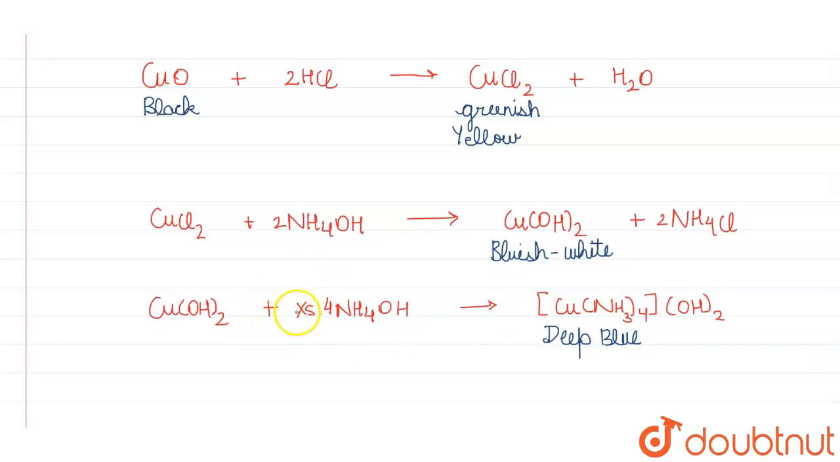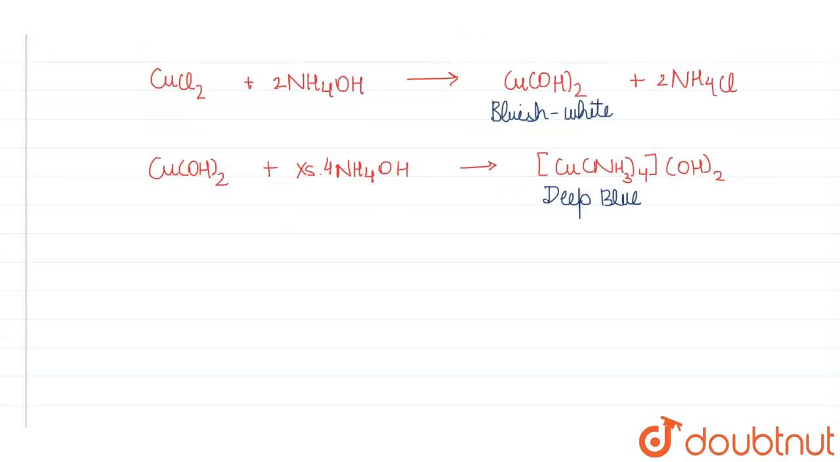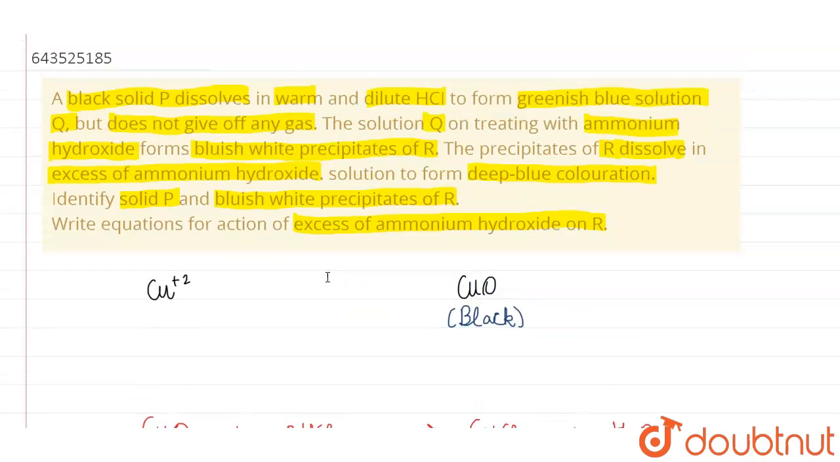So these were all the reactions. So let us once write down all the unknowns. So the first unknown was P, the second one was Q, and the third one was R. So the first unknown is copper oxide, CuO, the second unknown is copper chloride, which is CuCl2, and the third unknown is copper hydroxide. So these were all the unknowns and we have written all the reactions. So this was the solution to this question.